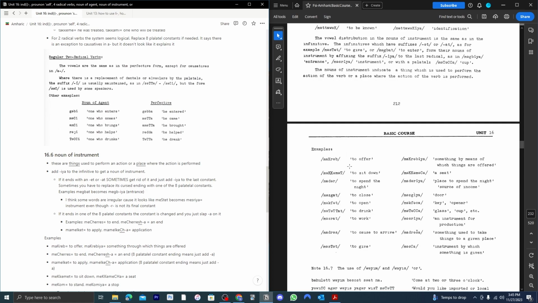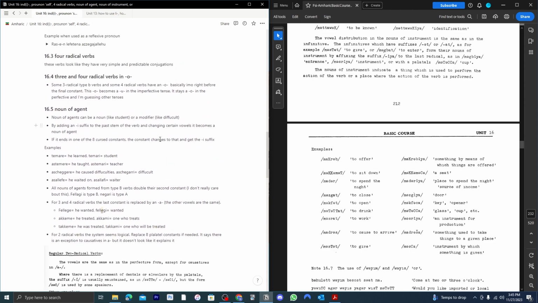Yeah, maybe down here. I mean, this is just showing again, it's not always like this, where you're going to get the ia ending or have the palatal consonant system come into effect. Like I think mezgat is one where it works: you chop off the at, you put on the ia, you go from "to close" and you get "door."